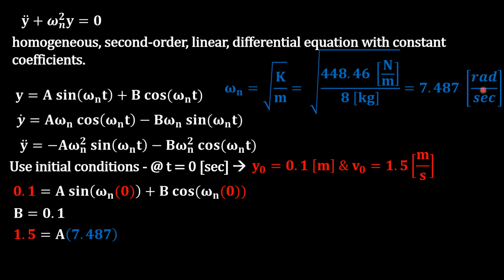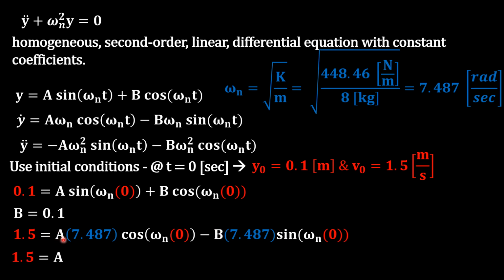So we can plug in the natural frequency and the velocity at time 0, 1.5 meter per second, into the velocity equation like we have in here. And as we said, the sine of 0 is 0, so the b term will cancel, and here we can solve for a. So 1.5 equals the natural frequency times a, and cosine of 0 is 1. So we'll move the natural frequency to the other side of the equation, from multiplication to division. Plug this into your calculator, and you'll get that a is equal to 0.2.